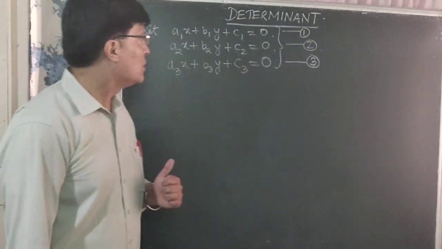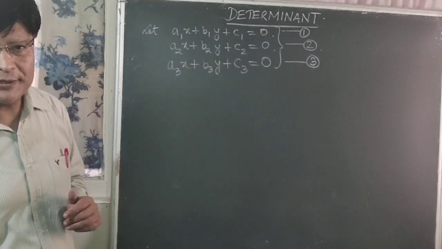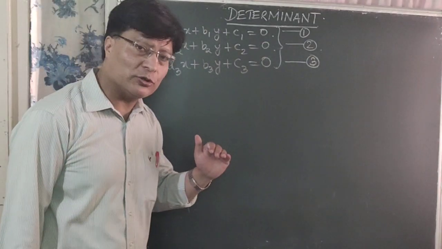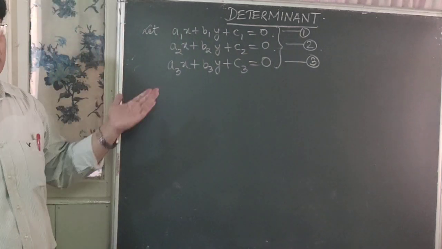Okay? So let us solve 2 equations with 2 unknowns, and then you have to put those values of x and y in the third equation.